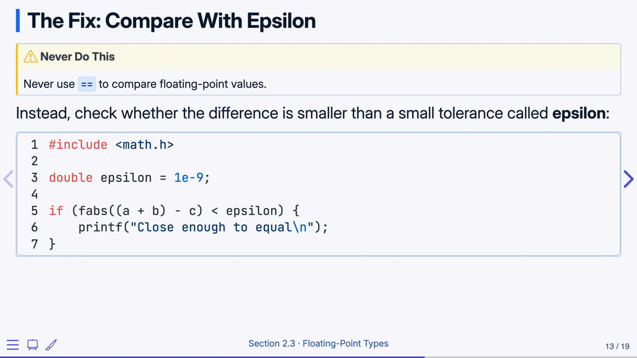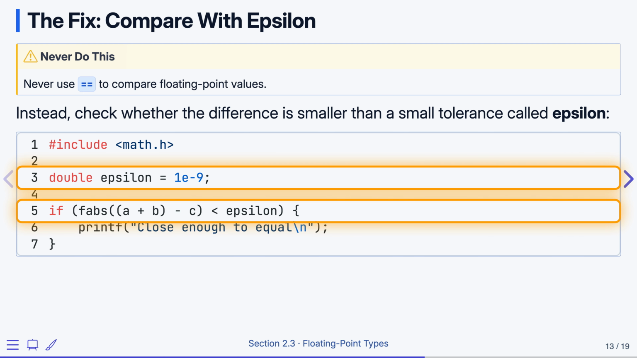So here is the most important lesson about floating point arithmetic. Never use the double equals sign to compare floating point values. Instead, check whether the difference between the two values is smaller than a small tolerance. We call that tolerance epsilon. Here epsilon is 1 times 10 to the minus 9, which is 1 billionth. The function fabs gives the absolute value. If the difference is smaller than epsilon, treat the values as equal.